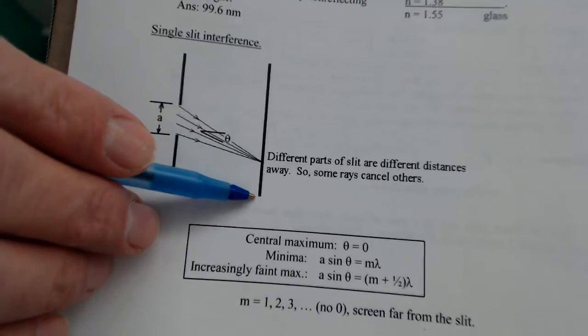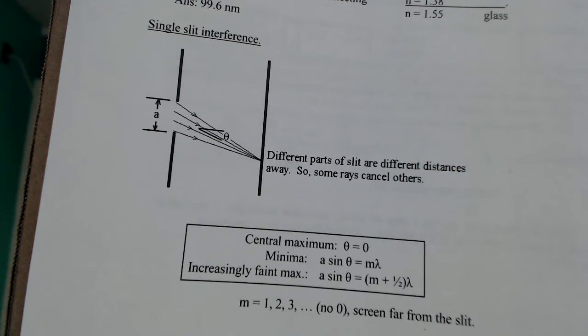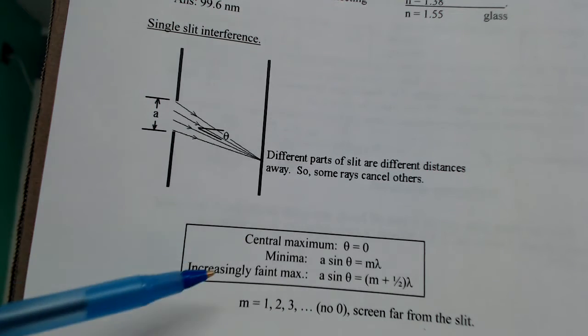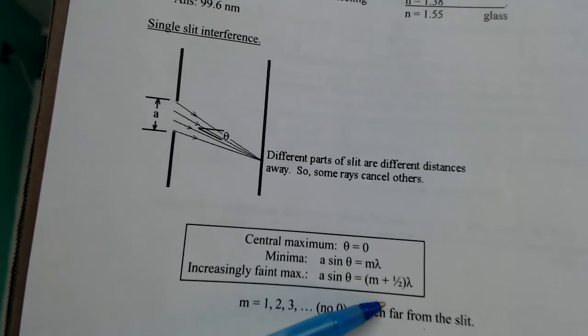You get still further to the side, and the rays are even steeper there, so there's more of a difference between them. The rays in the topmost third of the slit cancel with the rays going through the middle third of the slit, which leaves the bottom third uncanceled. And so you have not as bright as the central maximum, but another bright spot there, where a sine theta would equal 1.5 lambda.